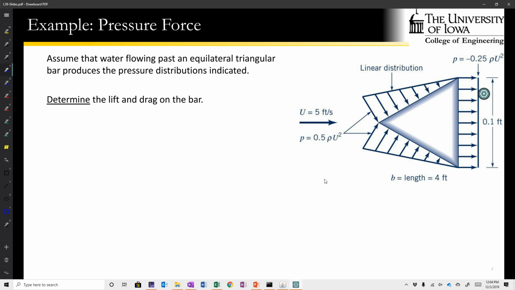And the resulting pressure distribution, we'll assume, to be known. It's got this triangular pressure distribution on the two oblique faces where it reaches a maximum pressure of 0.5 rho u squared and then decreases linearly to zero by the time you hit the square root vertex. And that's the same, symmetric, on the upper and lower faces. And then on the back face here, our pressure distribution is given as negative 0.25 rho u squared.